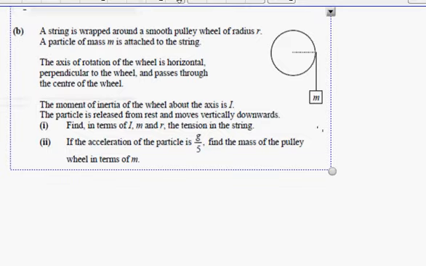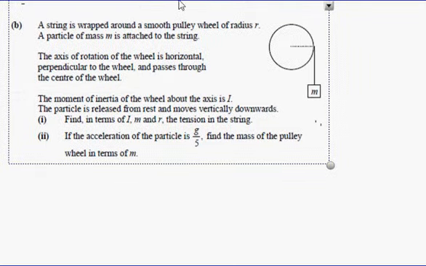So here is the 2012 8B. A string is wrapped around a smooth pulley wheel of radius r. A particle of mass m is attached to the string. The axis of rotation of the wheel is perpendicular to the wheel and passes through the center of the wheel.